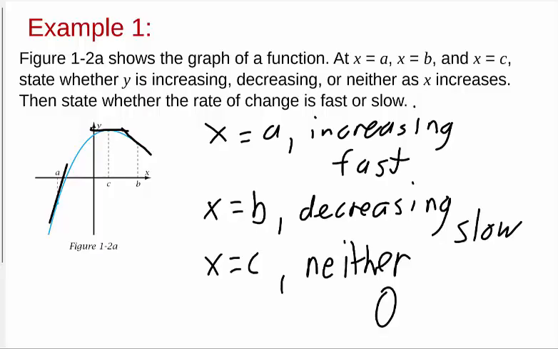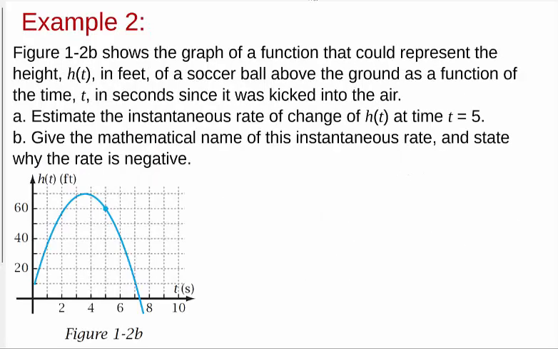All right, now let's look at a graph with numbers. Figure 1-2b shows the graph of a function that could represent the height, h of t, of a soccer ball above the ground as a function of the time t in seconds since it was kicked into the air. A says estimate the instantaneous rate of change of h of t at time t equals 5. And B says give the mathematical name of this instantaneous rate and state why the rate is negative.